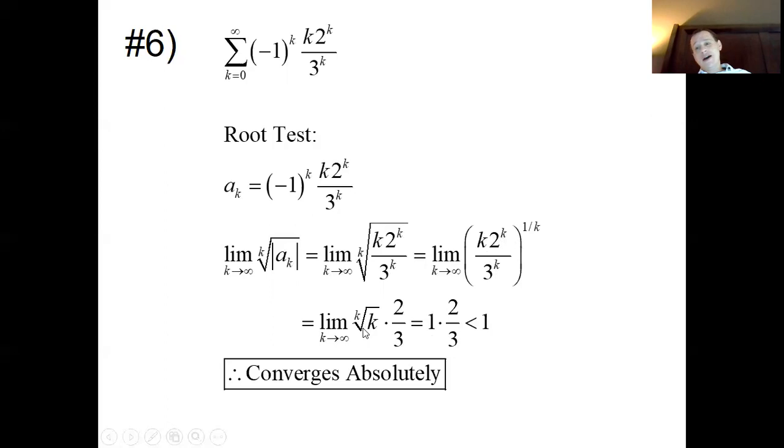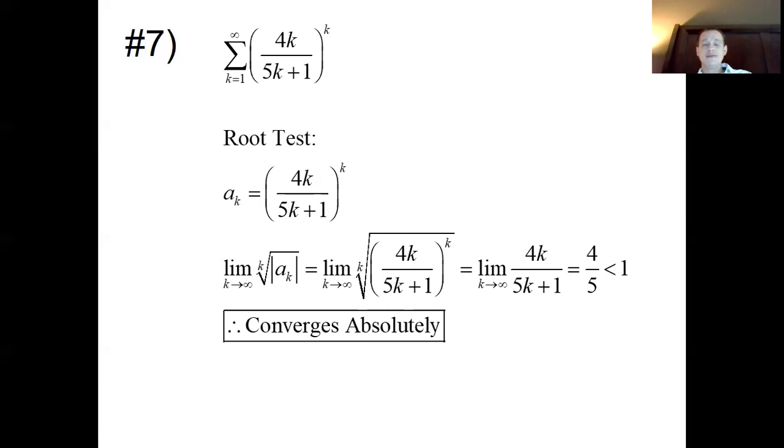Now, what's the limit of that? Well, you'd have to bust out some L'Hopital's rule. Maybe set it equal to y, take a natural log, do L'Hopital's rule. I guarantee you, though, that the limit of the kth root of k would turn out to be 1. So in the end, the limit of this thing I care about is going to be 1 times 2/3, which is 2/3. That's less than 1. So going back to my root test, that implies that this thing converges absolutely.